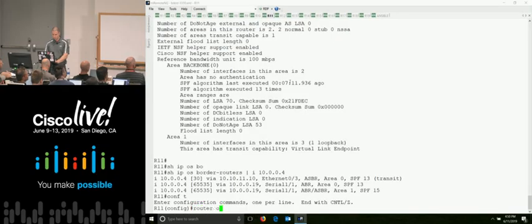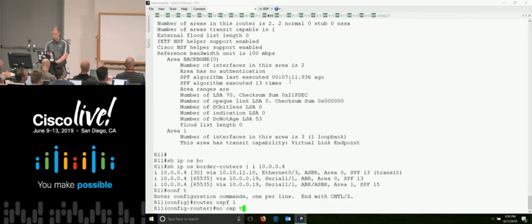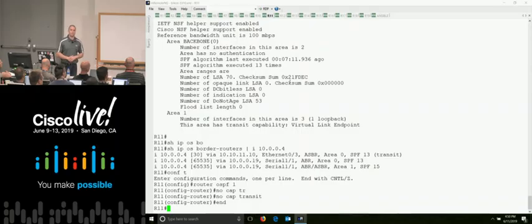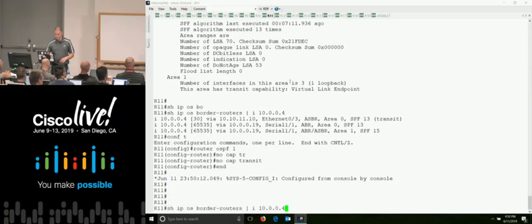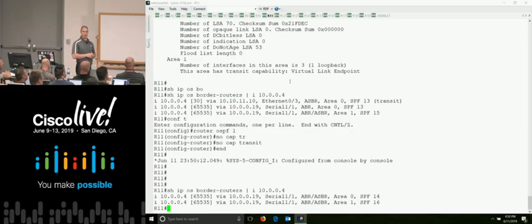So if we turn that off, no capability transit, we'll give it a second. When we run our border routers command, we're going to see that that entry is gone.